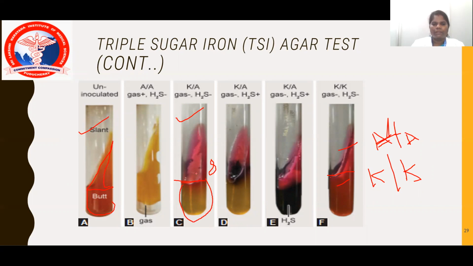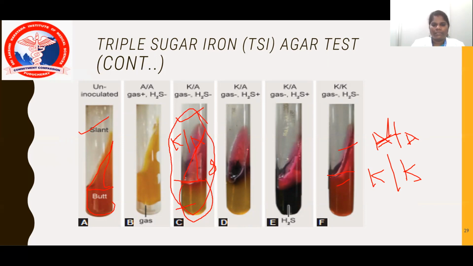So what will happen? The organism starts utilizing the amino acids present in the slant portion. Because of the utilization of the amino acids, it produces amines that change the color into pink, that is, alkaline nature. So this can be read as K by A, alkaline by acid. So you can check whether there is any gas. No, there is no gas, no H2S. It's a classical example for Shigella.